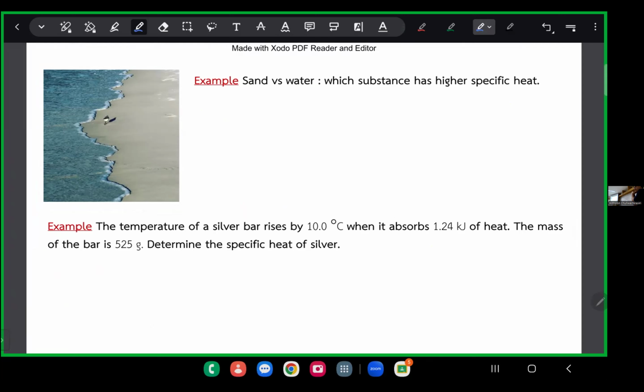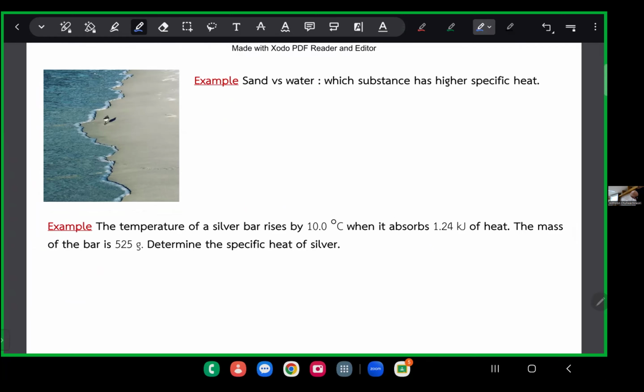Sand, okay, all right. When you go to the beach during the daytime at noon, which one feels hotter to your feet? Is it sand that's hotter or water that's hotter? Sand or water? Sand, right? You feel that sand is kind of hot, water is kind of cold, when you run into the water. And that must be the indicator that water has a higher specific heat. Does that make sense?